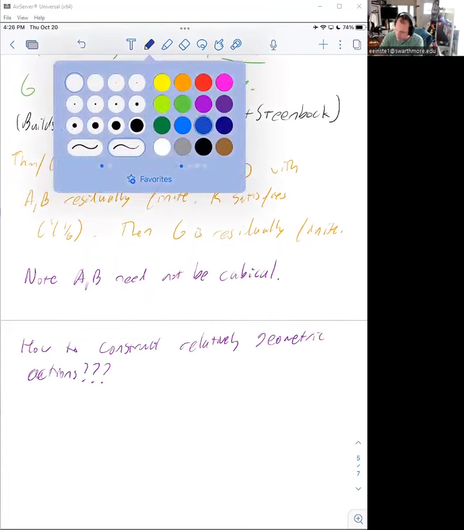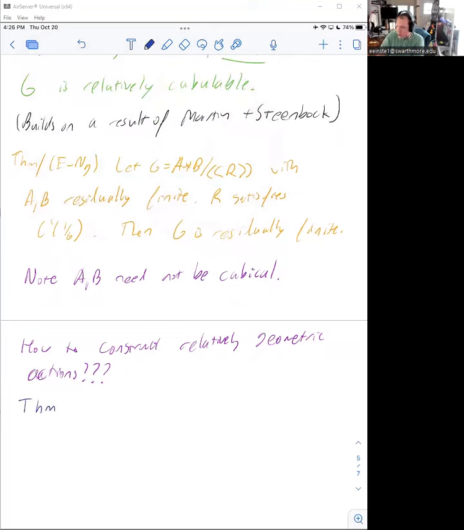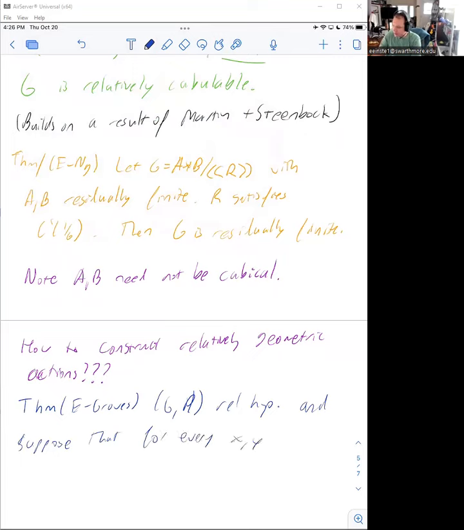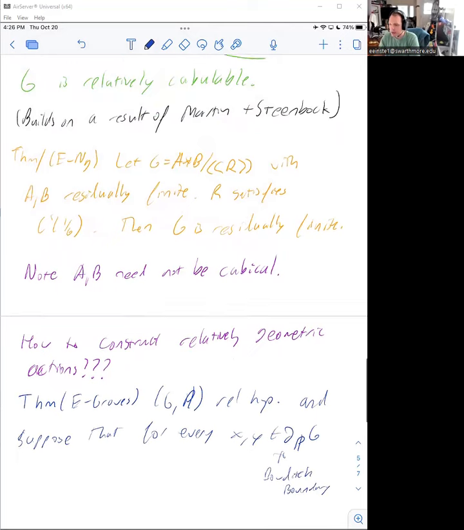So I think this is in the first paper that Daniel and I published together, which is that, okay, let's take a relatively hyperbolic group. And let's suppose that for every pair of points, x and y, in what I'll call the Bowditch boundary, ∂(G,P). I'll say more about what that is in a minute if you don't know what it is.